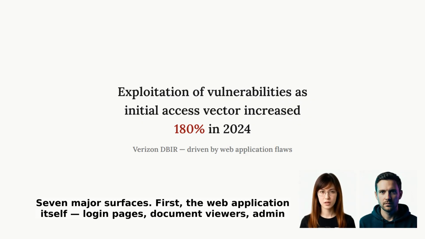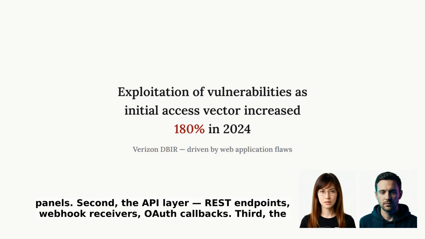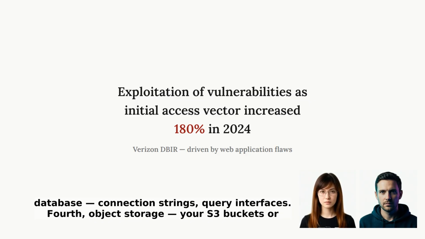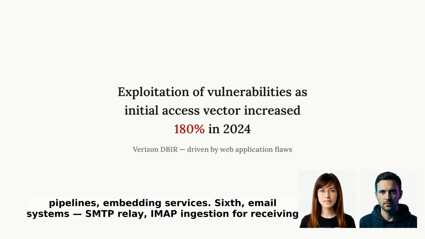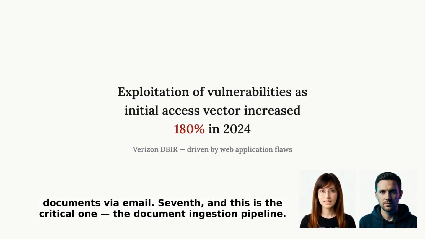Seven major surfaces. First, the web application itself. Login pages, document viewers, admin panels. Second, the API layer: REST endpoints, webhook receivers, OAuth callbacks. Third, the database: connection strings, query interfaces. Fourth, object storage. Your S3 buckets or Azure Blob containers where documents live. Fifth, LLM integrations: prompt endpoints, RAG pipelines, embedding services. Sixth, email systems: SMTP relay, IMAP ingestion for receiving documents via email. Seventh, and this is the critical one, the document ingestion pipeline.